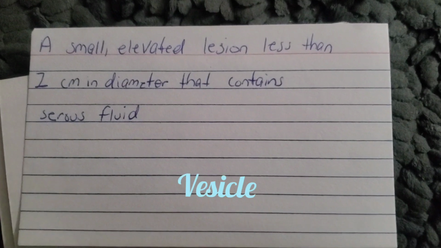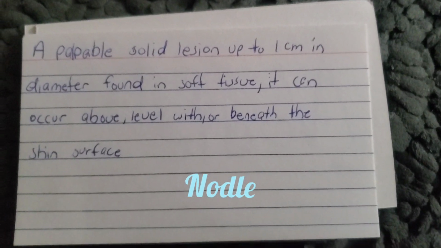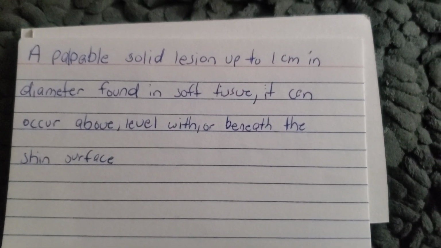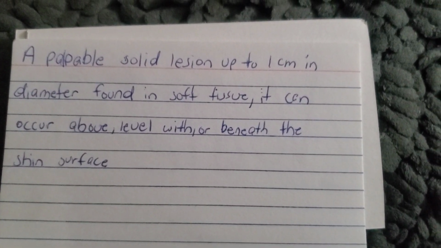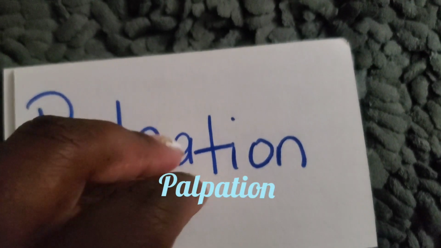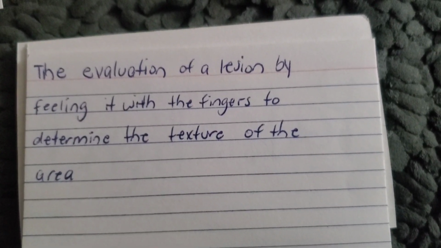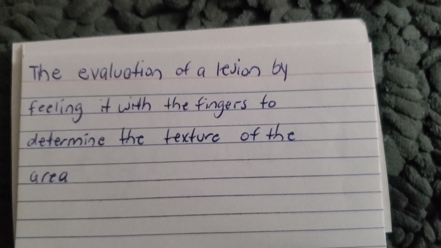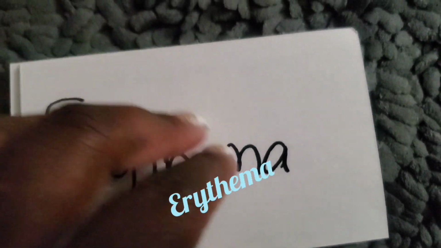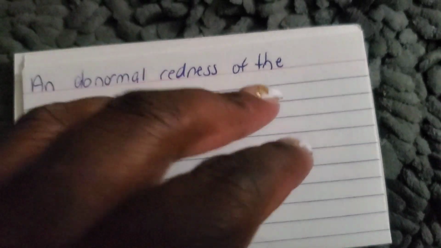Vesicle. A small elevated lesion less than 2 centimeters in diameter that contains serous fluid. Nodule. A solid lesion up to 1 centimeter in diameter found in soft tissue. It can occur above, level with, or beneath the skin surface. Palpation. The examination of a lesion by feeling it with the fingers to determine the texture of the area. Erythema. An abnormal redness of the mucosa or gingiva.